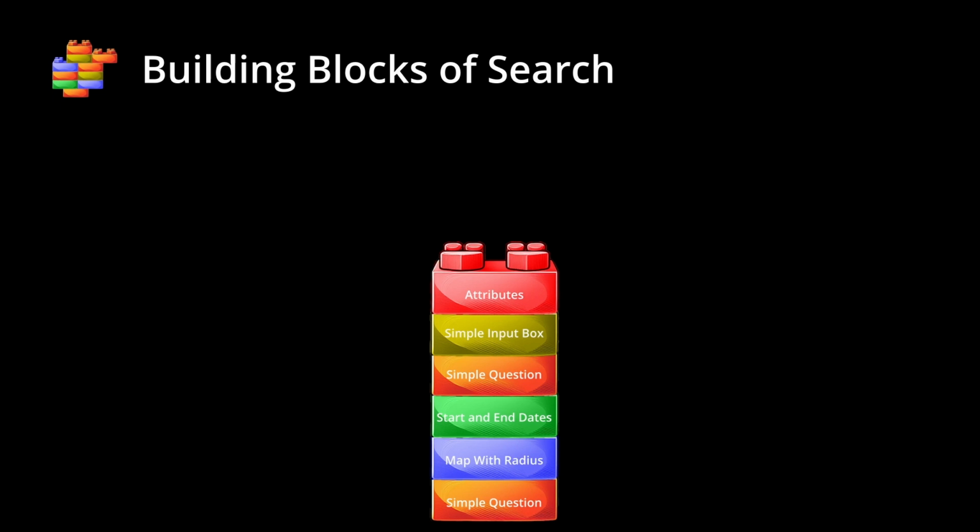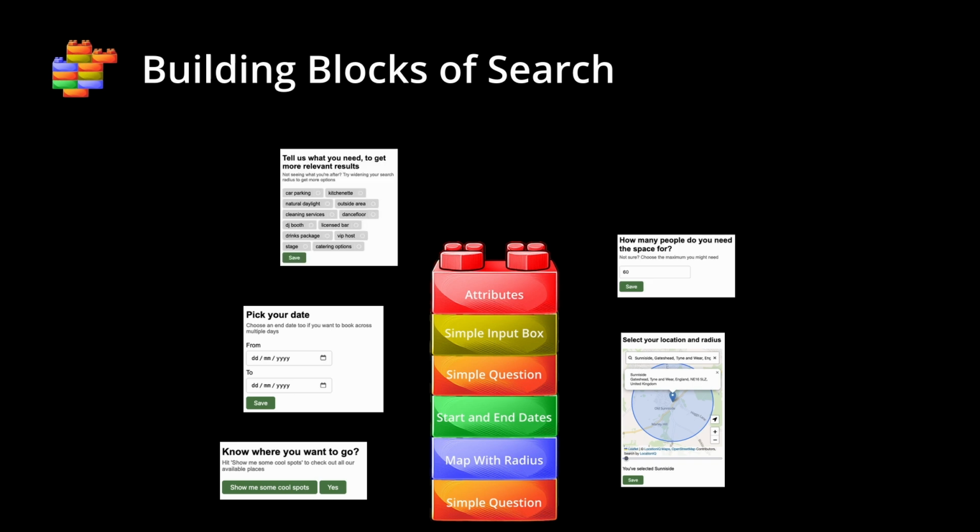Question types include simple questions, geographical locations such as maps with or without a defined radius, dates and times, numerical values and ranges such as price, weight or amount, and attributes or options which can describe a product or service like vegetarian or pet friendly.